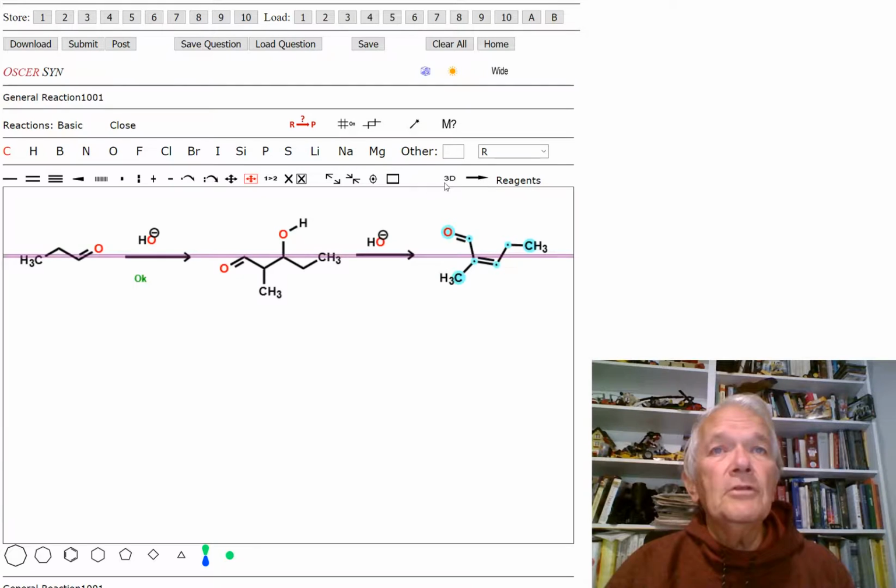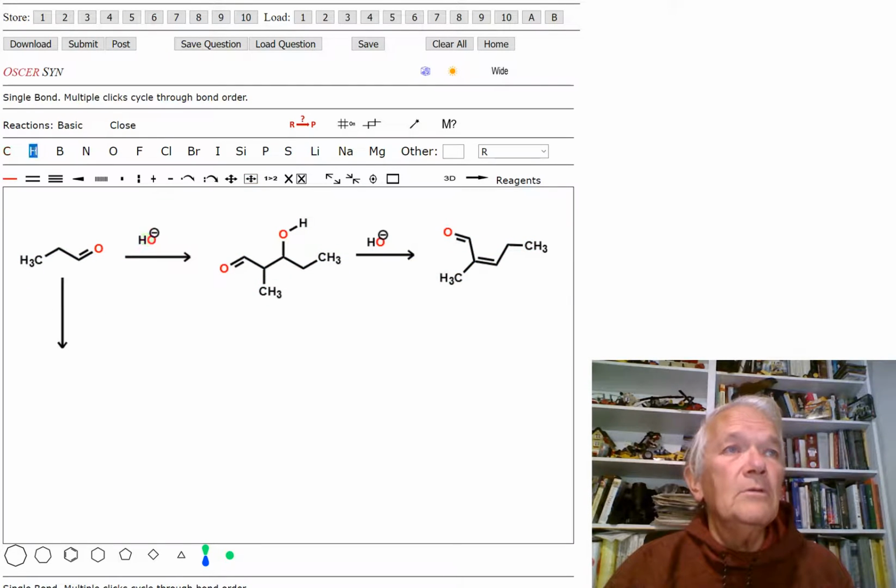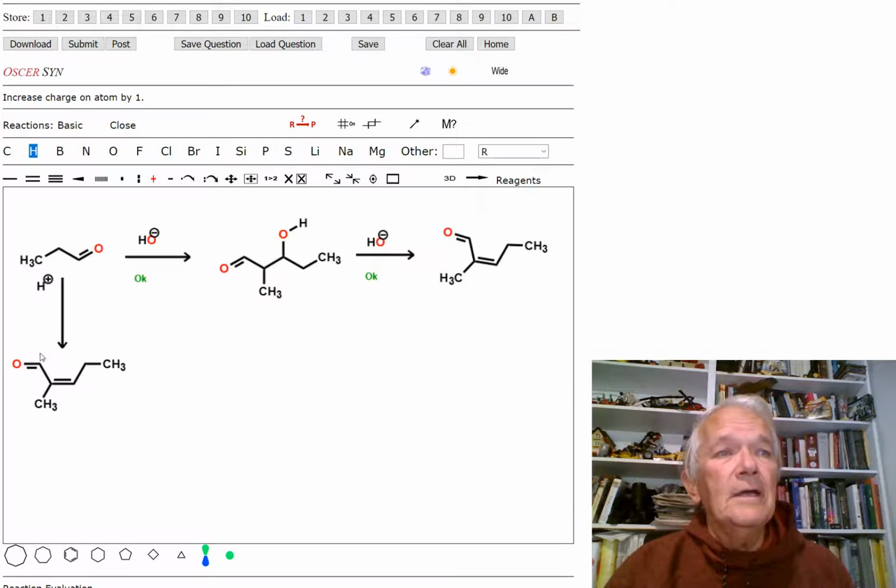Now, you can also do this reaction in acid. So if instead of using base, we use a proton, what you'll find is we get the same product. Here's the same product, but notice that it goes directly to the enal. It doesn't stop at the aldol, and that's simply because in the presence of acid, this elimination happens much more readily, and so it's hard to stop it in the middle. But anyway, this is the simple aldol.